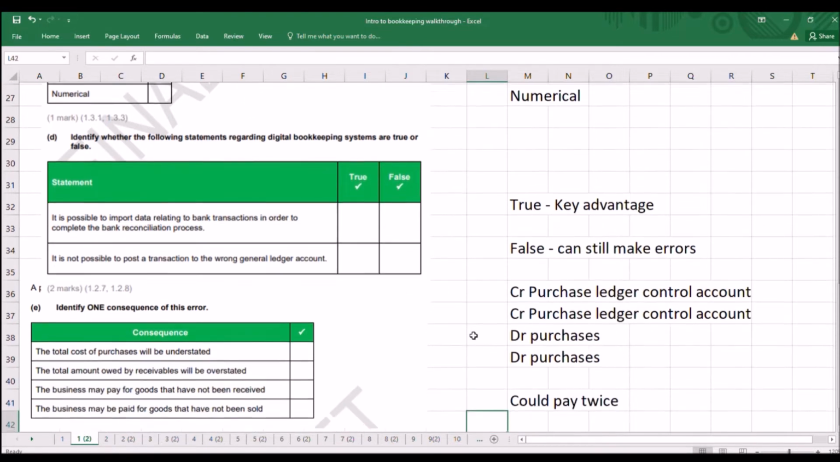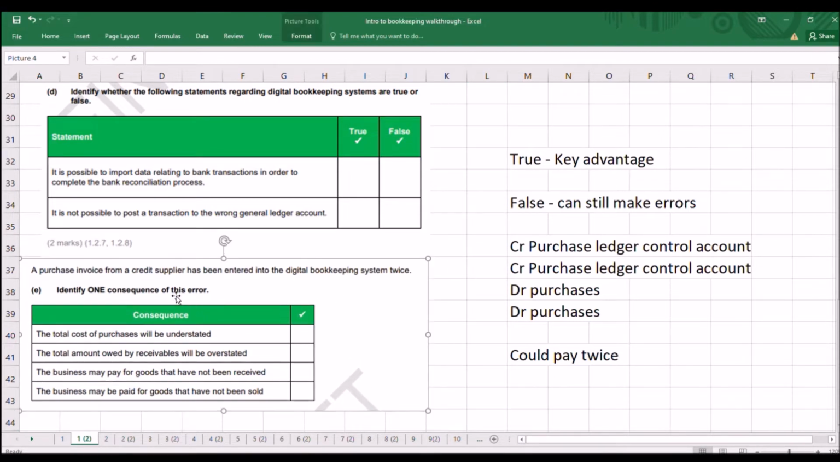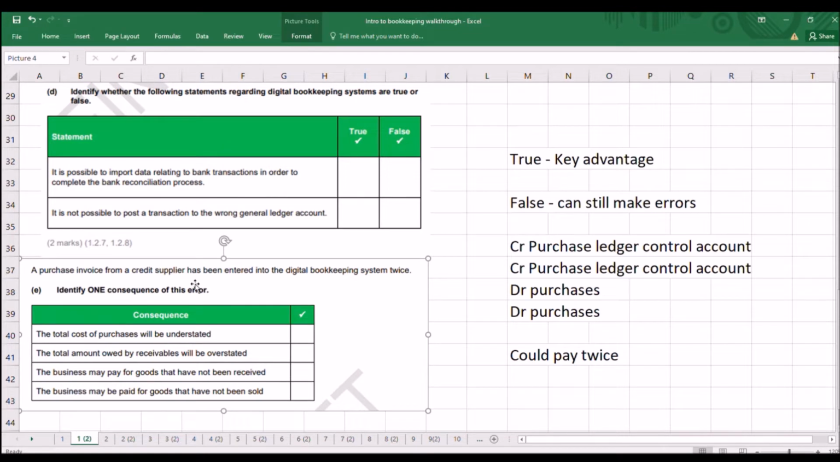You can always still make errors in the bookkeeping system. It's possible to make fewer errors. That's the potential. Okay then, a purchase invoice from a credit supplier has been entered into the digital bookkeeping system twice.